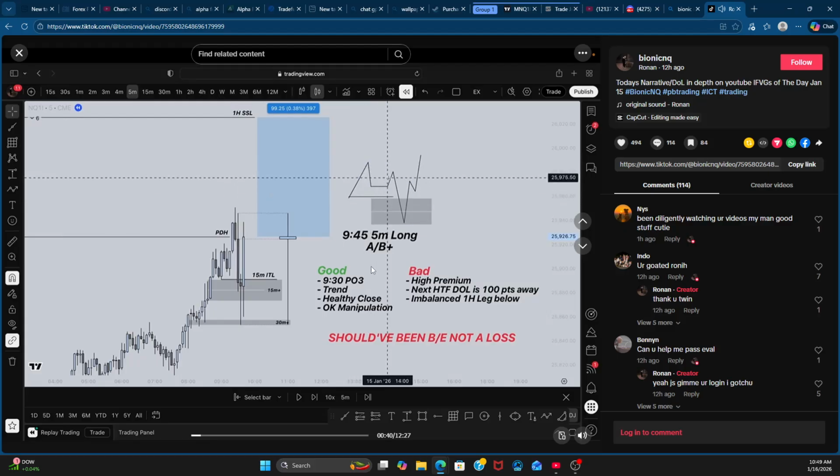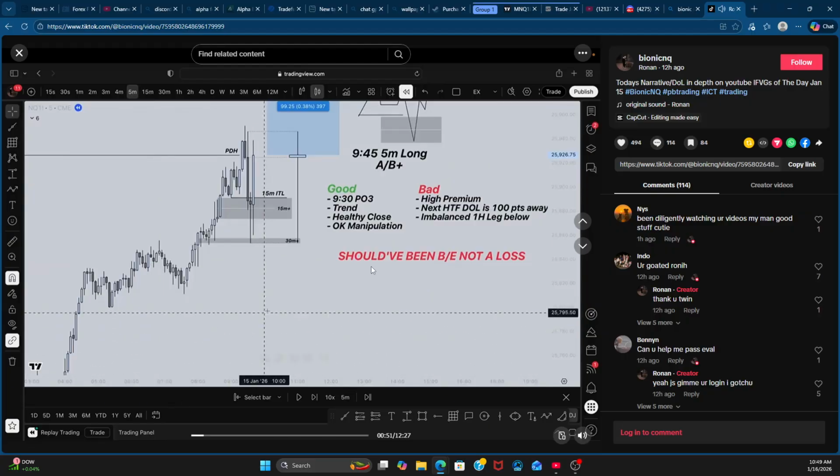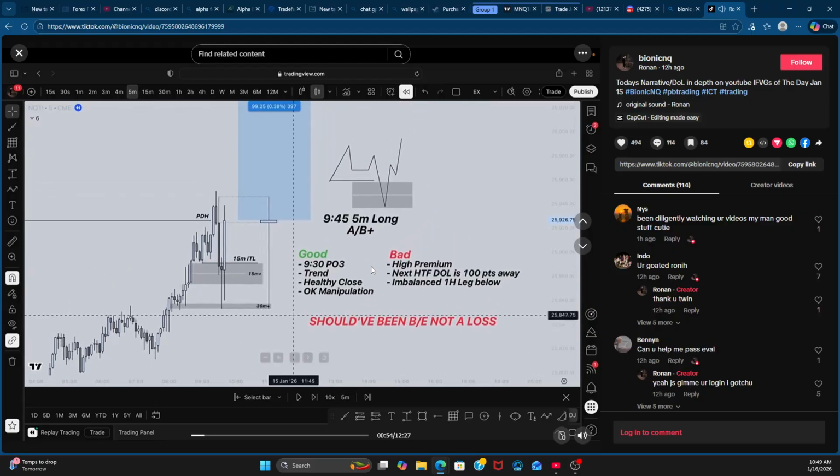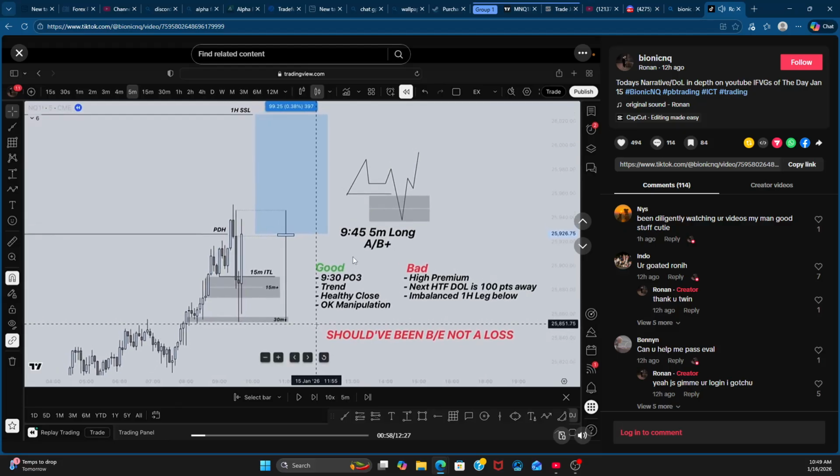So this is exactly what we have here. We generated liquidity, ran lower, mitigated a 30-minute gap, respected this 15-minute as well, sweeping out these lows, and then instantly inverse that gap, with that healthy close. And then, of course, we're with the trend, as you can see. But why did I say okay manipulation? Well, that actually leads us into the bad part of this trade.